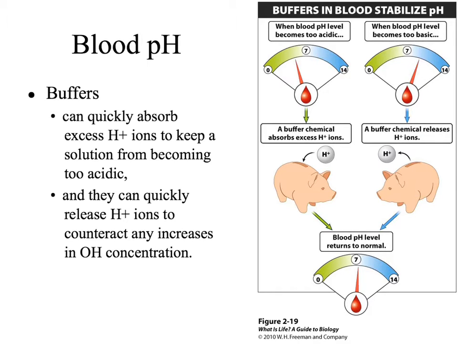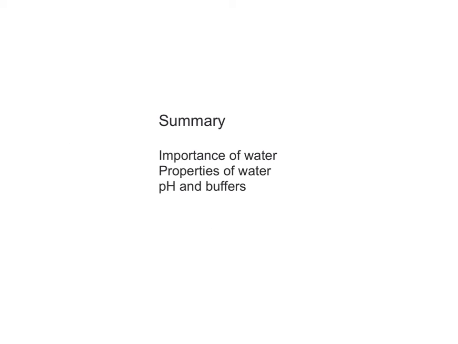So, buffers are important because they are molecules that can quickly absorb excess H+ ions to keep the solution from becoming too acidic. They are also able to release H+ ions to counteract any increase in OH- concentrations. The most common buffer found in your body is actually bicarbonate. In summary, this video has covered the importance of water, the 4 major properties of water, and what pH and buffers are.